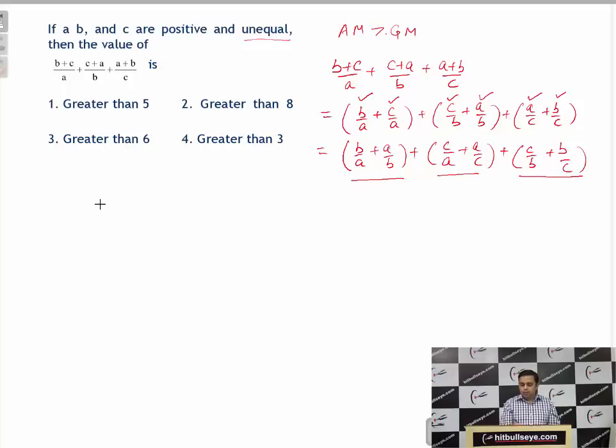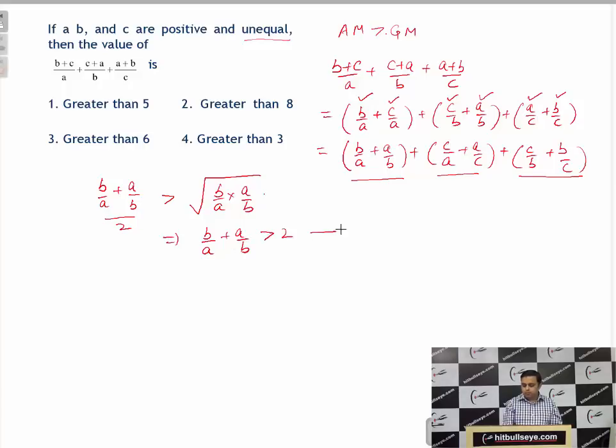Now from the first number we have arithmetic mean, B over A plus A over B divided by 2, is greater than their geometric mean, which is the square root of B over A into A over B. Or from here we can say that B upon A plus A upon B is greater than 2. On the same lines we can say that C over A plus A over C is greater than 2 and C over B plus B over C is greater than 2.